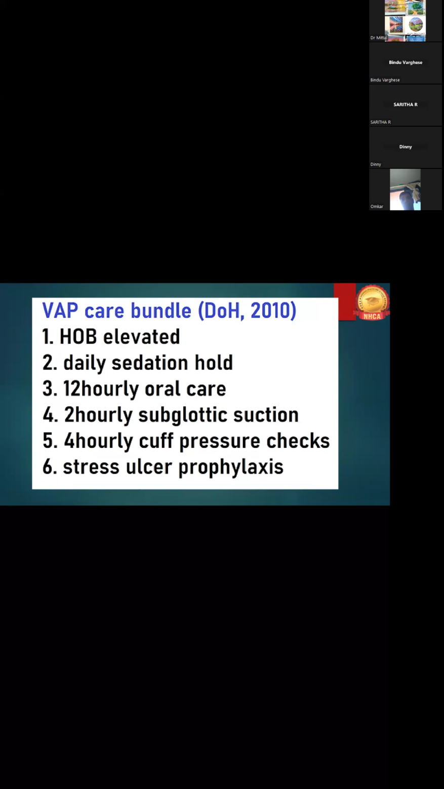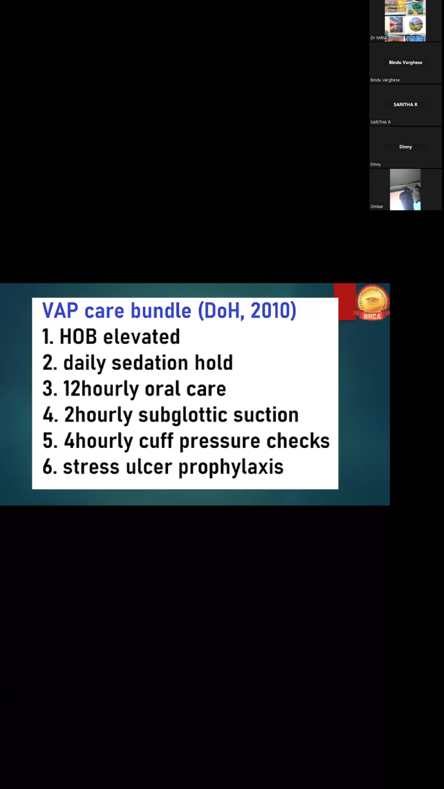Yeah. Every shift you have to check the cuff pressure. It can get deflated. Again, accidental removal can be there, or pooling of secretion. So always make sure you check the cuff pressure when you come on shift.